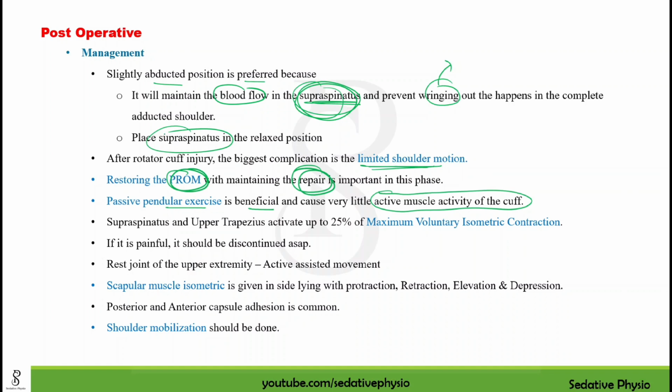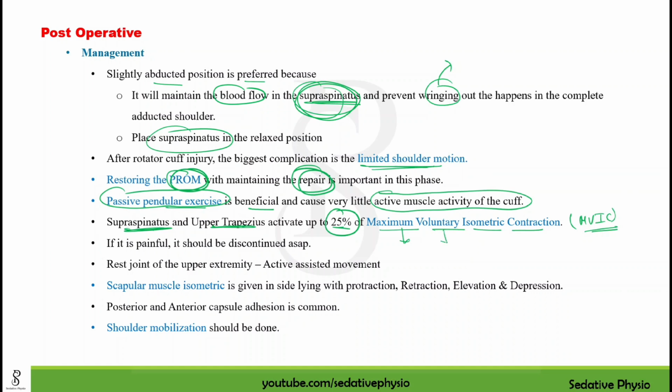Right. Now, the supraspinatus and the upper trapezius activate up to 25%. With the help of this passive pendular exercise, the supraspinatus muscle and the upper traps activate up to 25% of maximum voluntary isometric contraction. In short, it is written as MVIC. Now, what is MVIC? What is maximum voluntary isometric contraction? As the name indicates, maximum means the highest. The next one is voluntary.